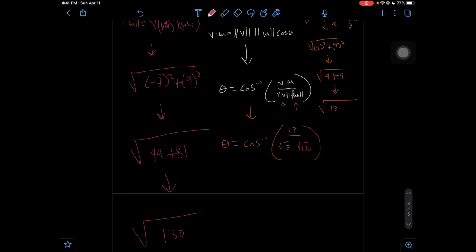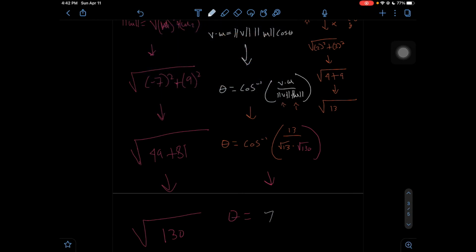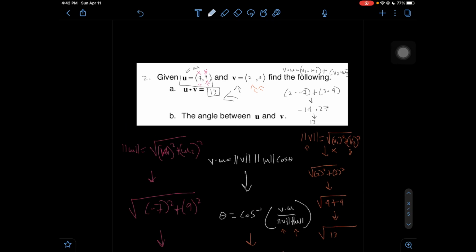And then we're just going to find the arc cosine. So now we're going to find the inverse cosine, and after calculating for inverse cosine, we get that theta equals 71.5651, and I'm just going to say we're going to go to 2 decimal points, meaning theta equals 71.57 degrees, meaning our answer for letter B is 71.57 degrees, and we are done with these 2 problems.